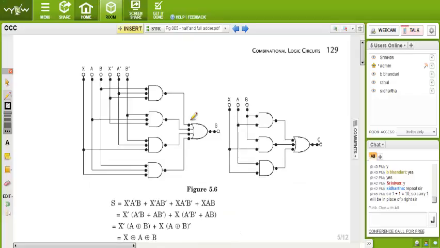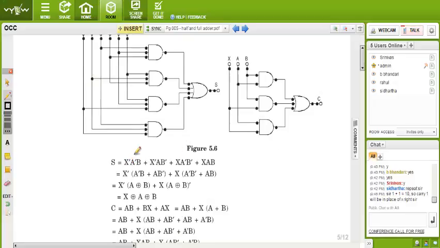See, we need x bar a bar b. Am I right? So here we give x a b and x bar a bar b bar. There are four terms: 1, 2, 3, and 4. All are added, and each individual term is an AND of its variables. That is why we need 4 AND gates. We implement 4 AND gates, 1, 2, 3, 4, and all the outputs are combined by an OR gate. So finally we get S.